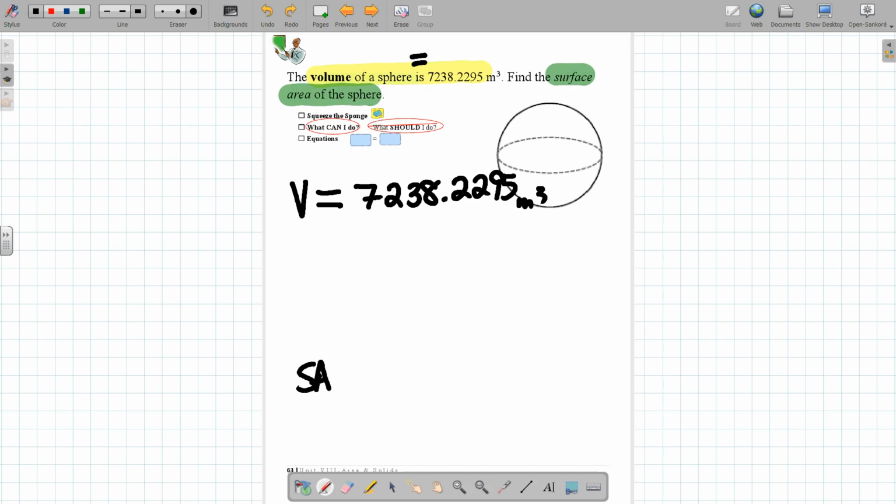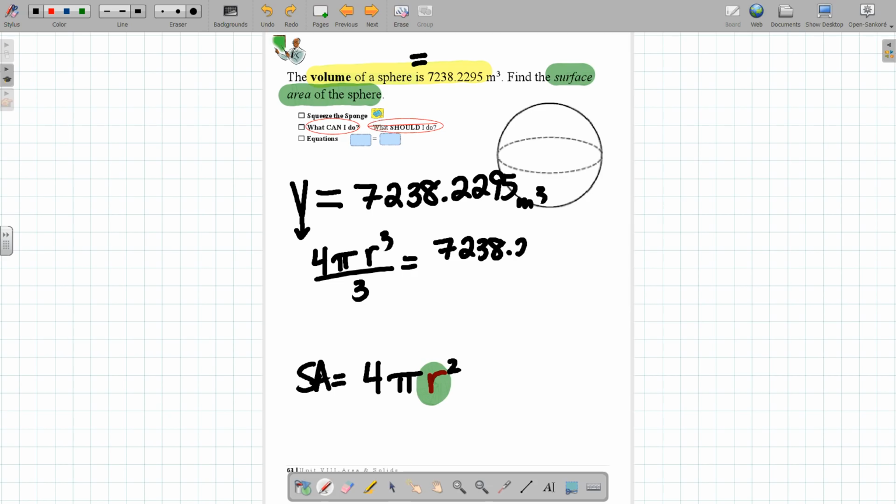Let's write that equation out. 4 pi r squared. We want that. Problem is, we don't have the radius. But you ask yourself what you do have. We have the volume, so I'm going to write my equation for volume right here. 4 pi r to the third over 3 equals 7,238.2295.